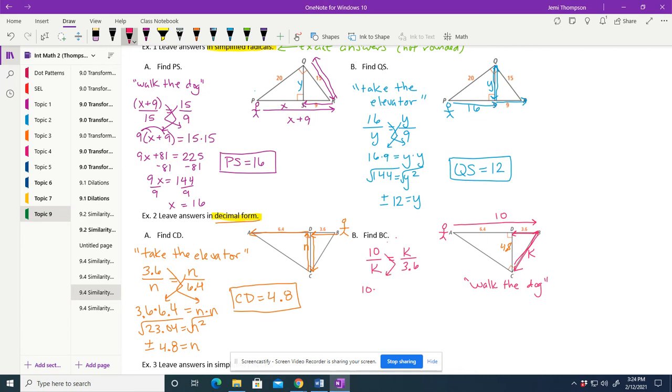When we crisscross multiply, I have 36 is equal to k squared. Square root both sides, and I find that k is positive and negative 6. When we write our final answer, we will eliminate negative 6 because I cannot have a negative distance or a negative length of a triangle. So this is just going to be positive 6. My directions said to leave in decimal form, but there is no decimal, so the whole number is perfect.